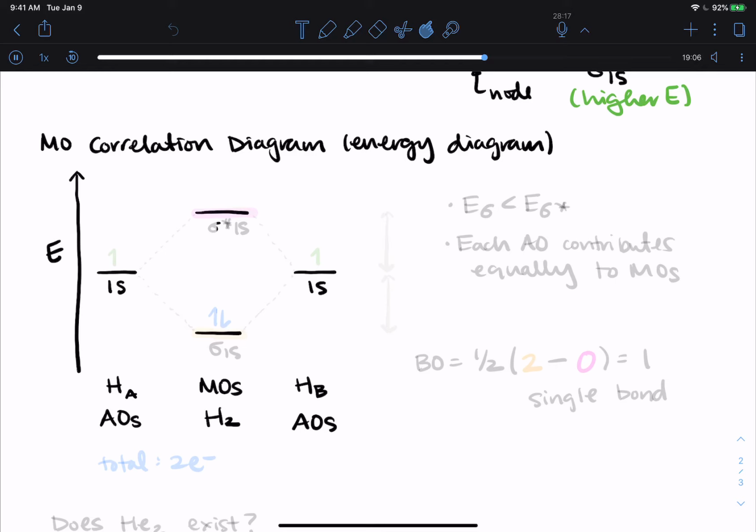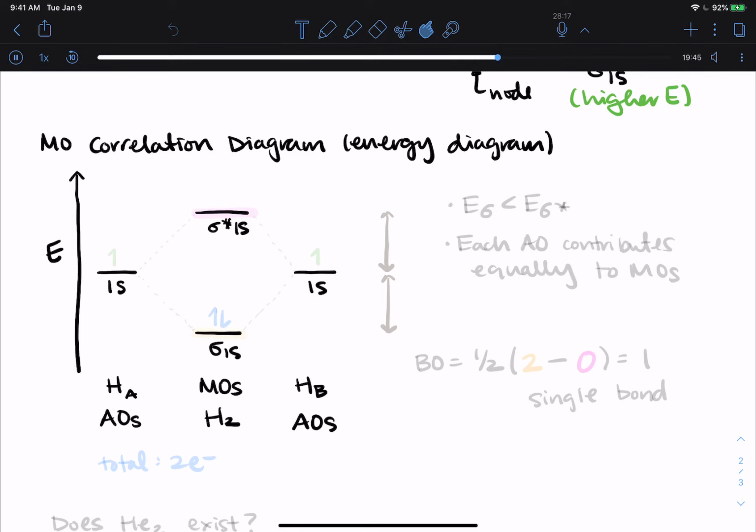So let me do this in like a gray pencil, right? This distance and this distance should be about the same. I think I did okay. And the lower energy one, this is my sigma 1s. The higher energy one is my sigma star 1s. And that's it. So that's all of my MOs. I had a total of 2 atomic orbitals, one from each column. When I combined them, I had a total of 2 molecular orbitals, which is what we see in the middle.